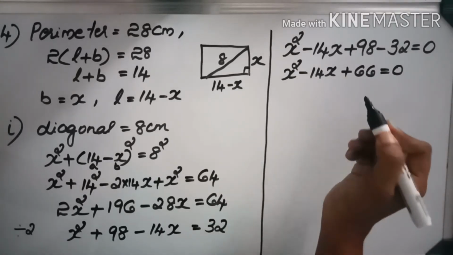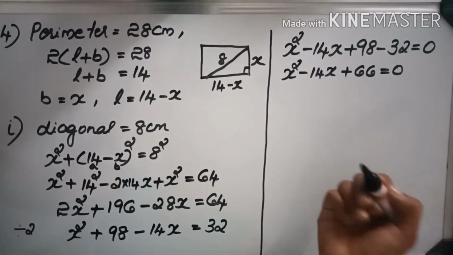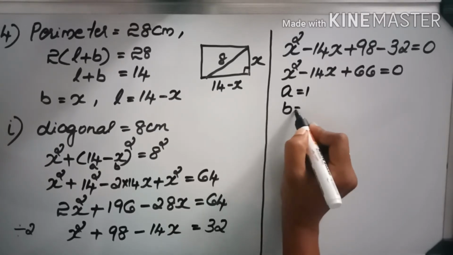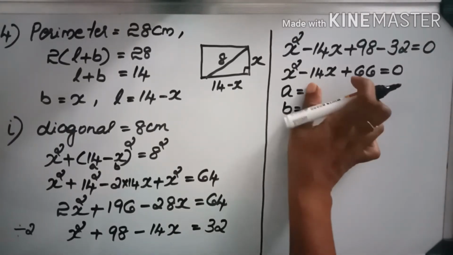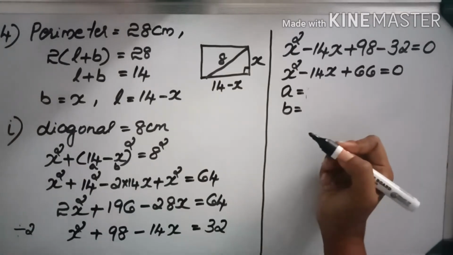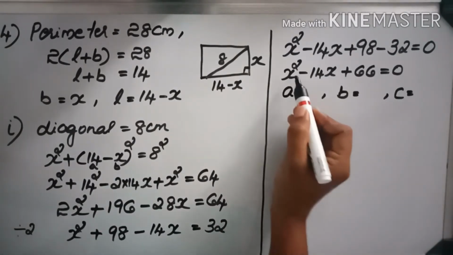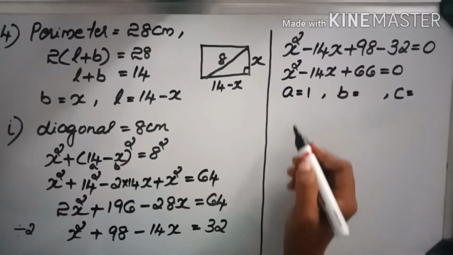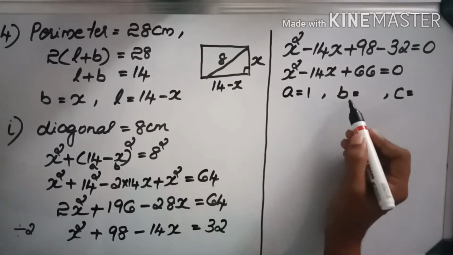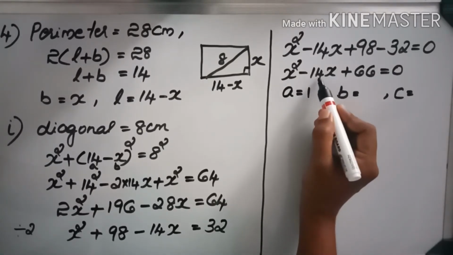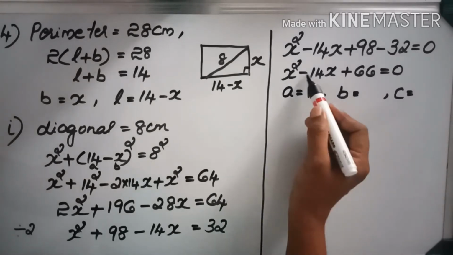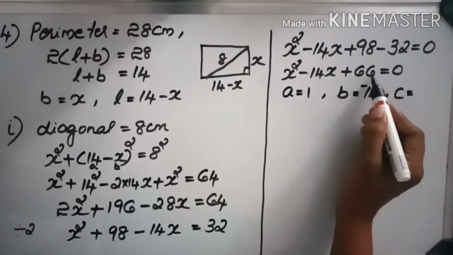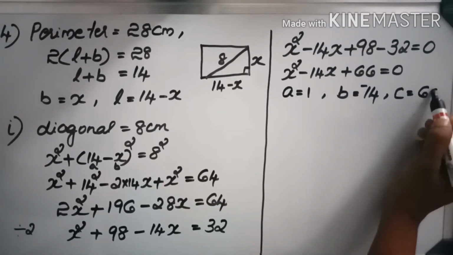Now from this step we are going to apply the formula. Before that we have to write a equal to what, b equal to what, and c equal to what. Here a means the coefficient of x square. No number means it is 1, so a equal to 1. b is the coefficient of x, so 14, along with the sign you have to write. So here minus 14 you have to write. Now c means the constant number, that is 66 here.